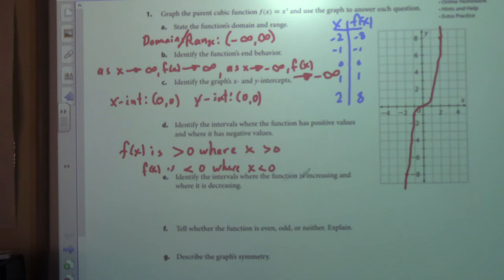And then it says identify intervals where the function is increasing. So f of x is increasing where? Everywhere.